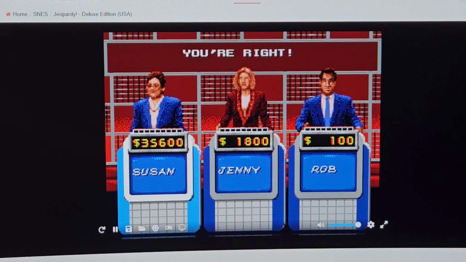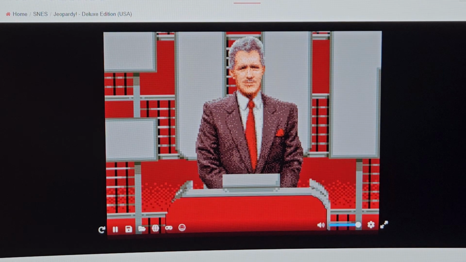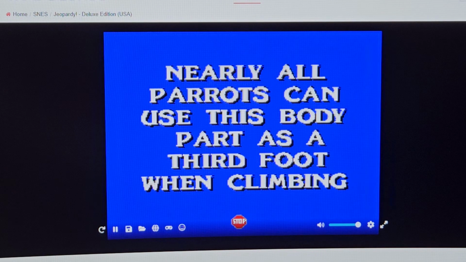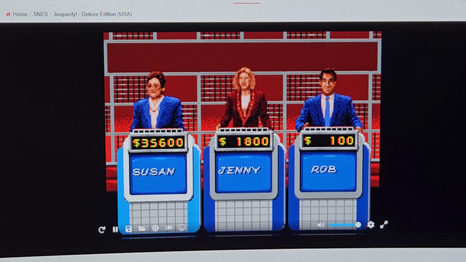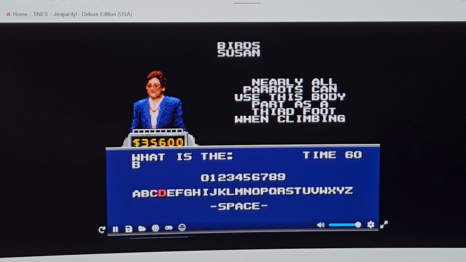Okay. Birds for 600. The answer is: nearly all parrots can use this body part as a third foot when climbing. What's the beak?